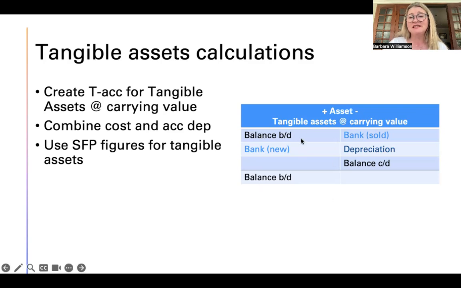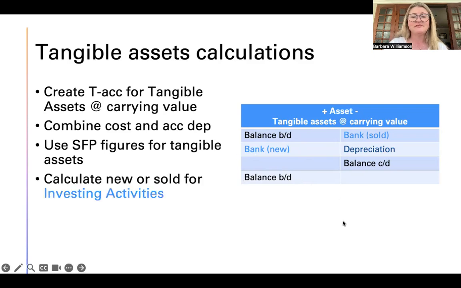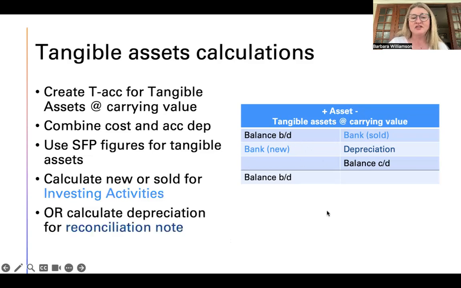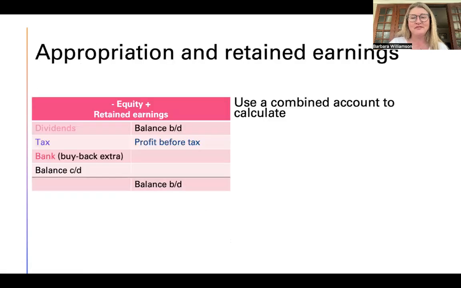So these balances, remember, those are the totals on the statement of financial position. You can then go and calculate also the new or the sold for investing activities that you would put in the statement of cash flows. And then the depreciation, as I've mentioned, goes in the recon note.